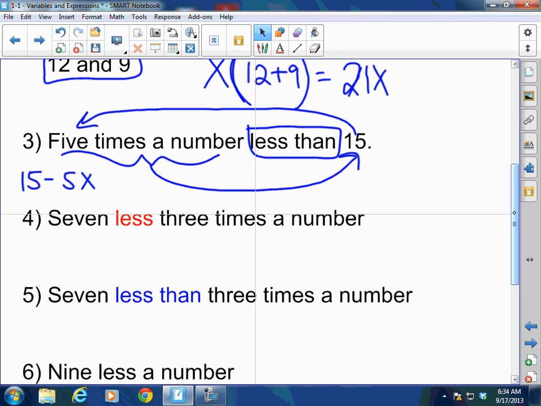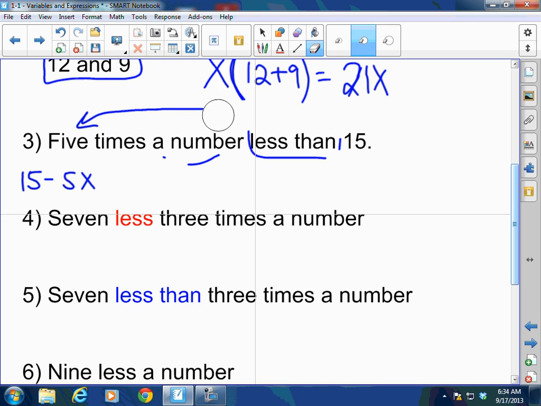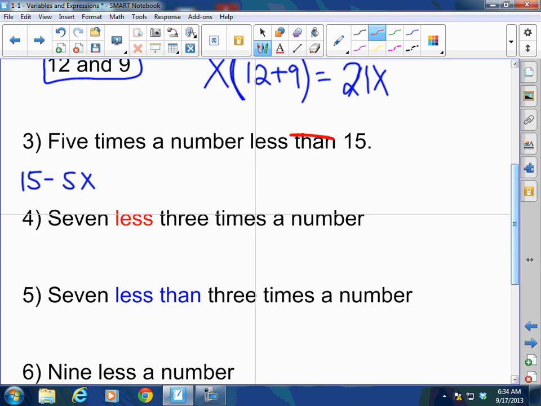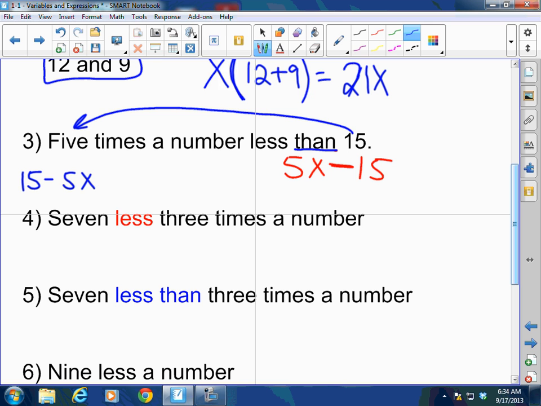Let's look at it in red. Let me just show you the difference. If I had just told you just less, let's just pretend it's just less, 5 times a number less 15 would be 5 times a number minus 15. Because when it's less, it's just straight up subtraction. When it's less than, though, in blue, you switch the first for the last. So 5 times a number less than 15 is right here in blue.